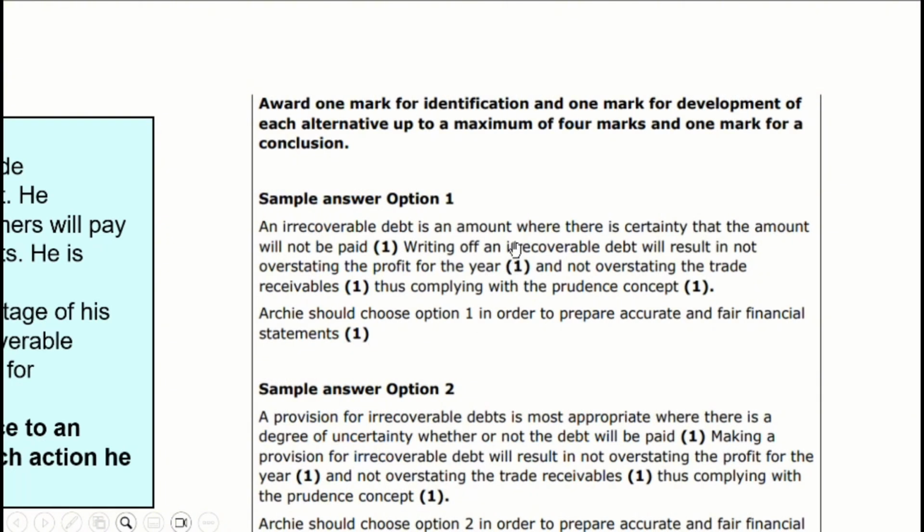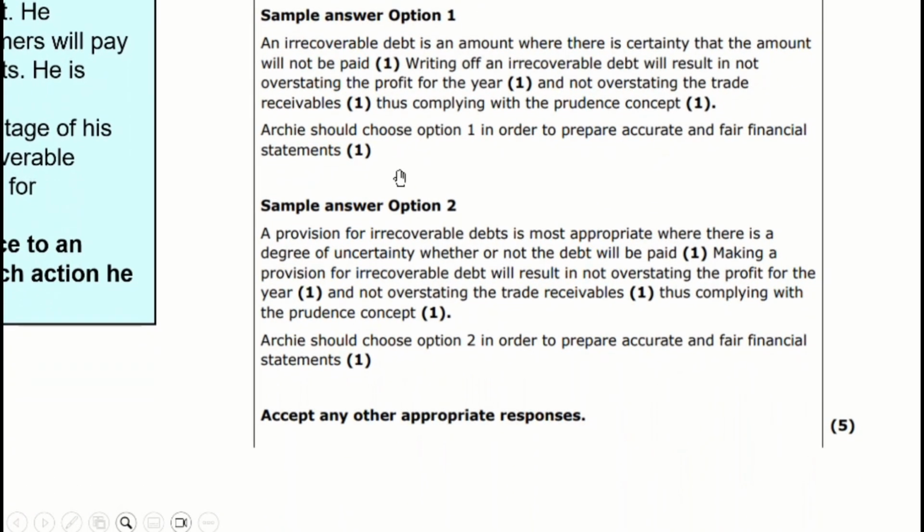As you can see here, 5 marks are awarded for this sample answer. Let's look at another answer where option 2 is being considered.